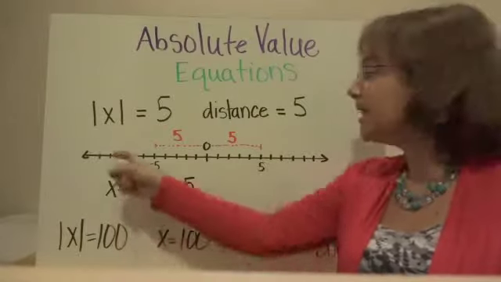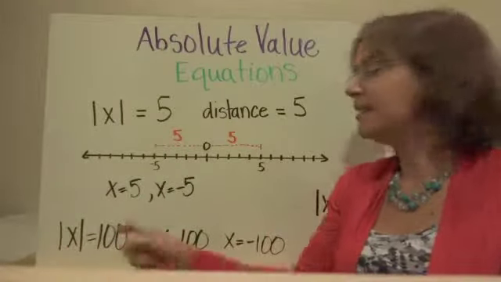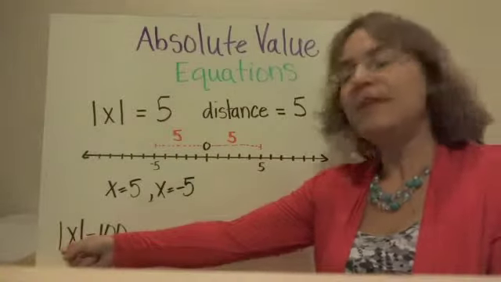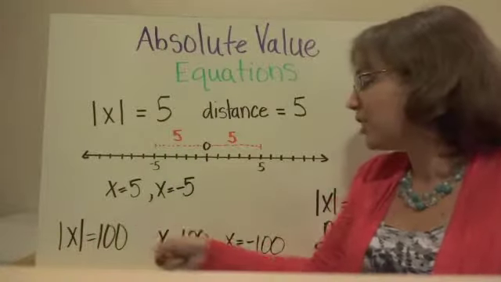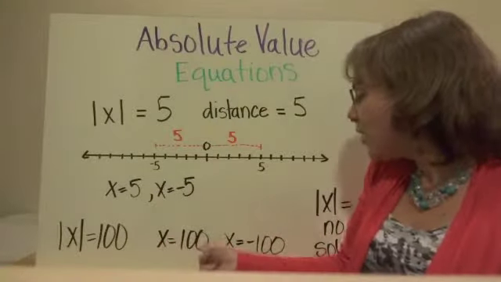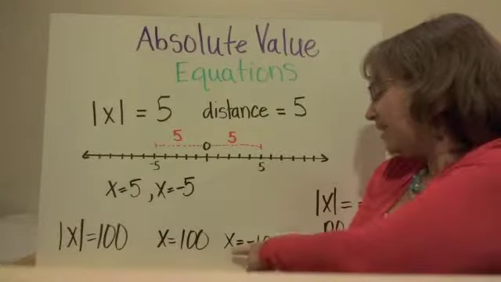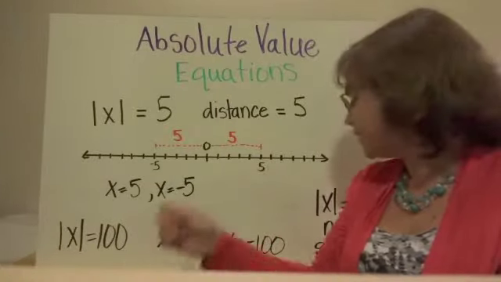Now we can do the same thing without even having to graph it. If we want the absolute value of x is equal to 100, well, that means we want a distance of 100, and we can go two different directions. We can go the positive direction and get x is equal to 100, or we can go the negative direction. X is equal to negative 100, so x again takes on two values.